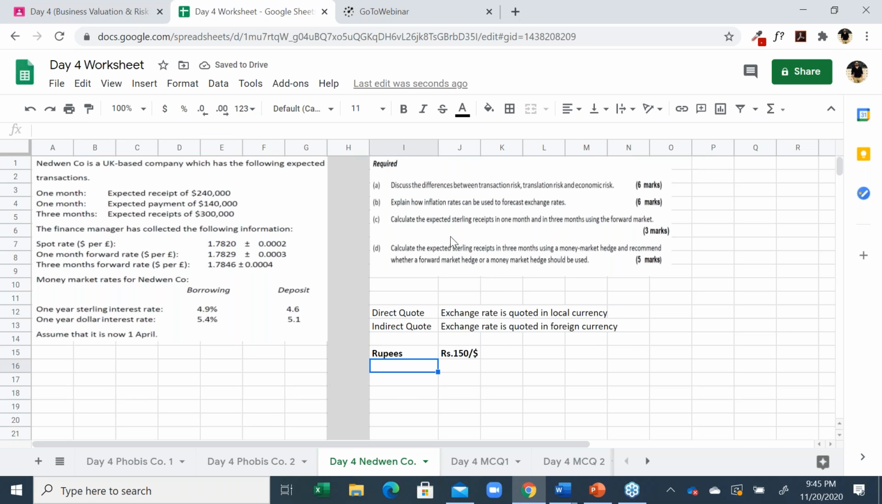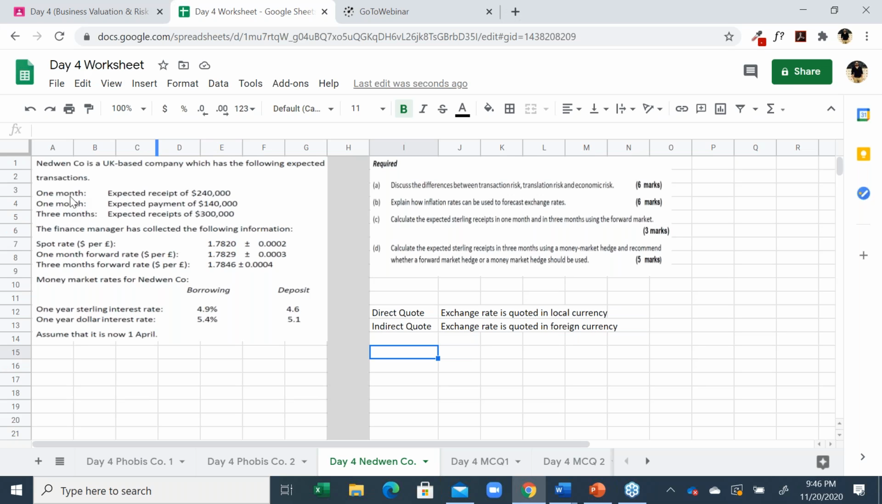Okay, let's move forward. Calculate the expected sterling receipts in 1 month and in 3 months time. So I'll just do the calculation for 1 month, and you have to repeat the same calculation for 3 months. I'll give you time, but first let me calculate it for you. What are we going to receive in 1 month's time? We are going to receive $240,000. It's a UK company that is expected to receive 240,000 US dollars in 1 month's time, but at the same time it is going to pay 140,000 US dollars.